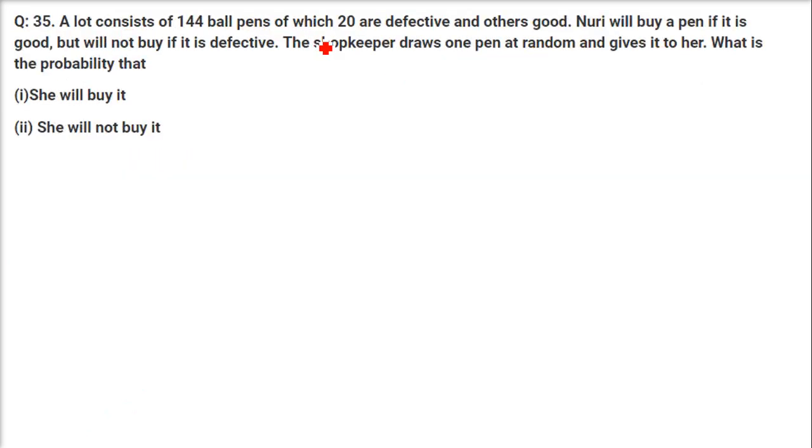A lot consists of 144 ballpoint pens, of which 20 are defective. So we have 20 defective and the others are good. Good ones are, just subtract 20 from 144. 124 are good. These are defective and these are good ones.